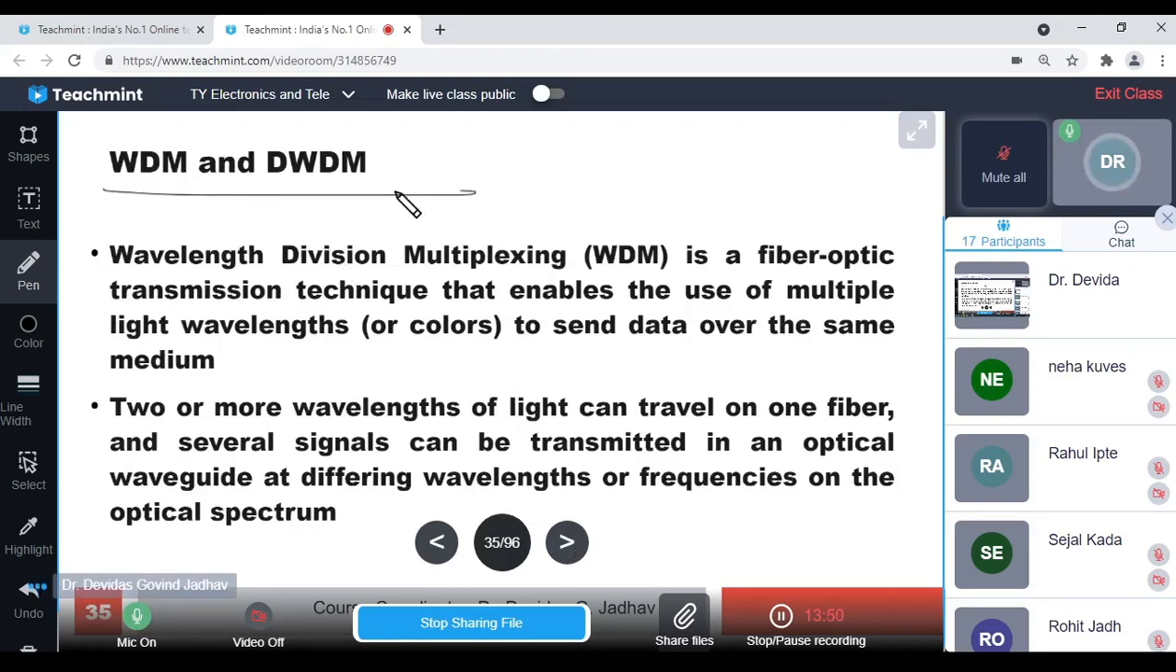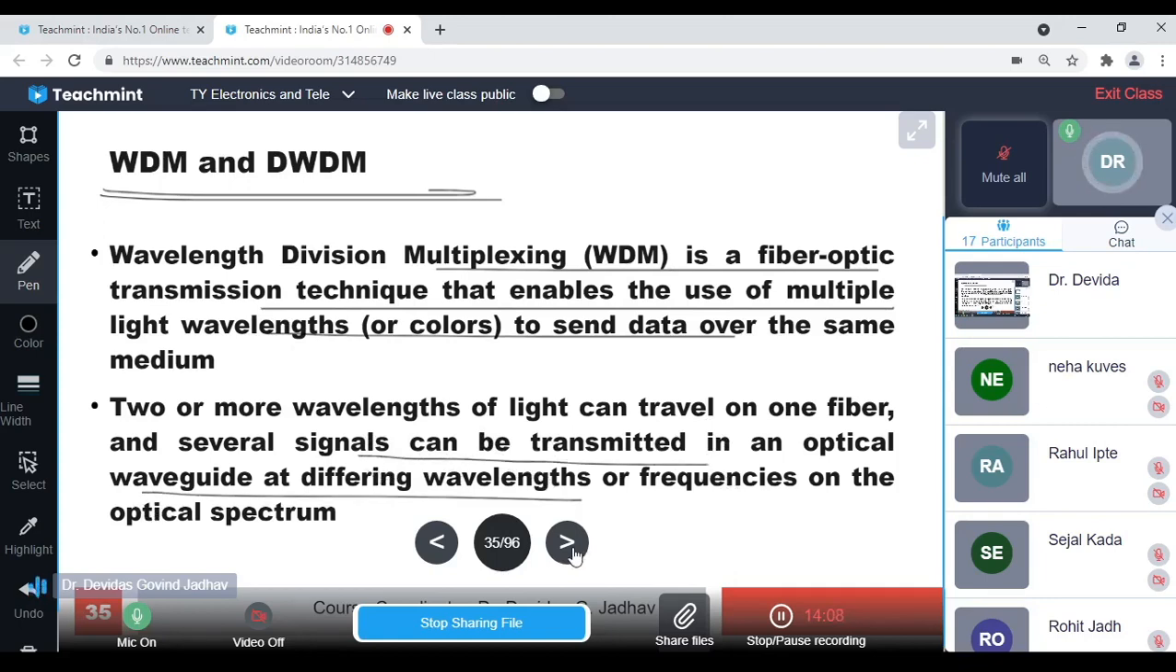Then there is a WDM after the amplifiers. The WDM is a fiber optic transmission technique that enables the use of multiple wavelengths over a single fiber. Okay. So two wavelengths can travel in one fiber. Several signals can be transmitted in the optical waveguide at different wavelengths.